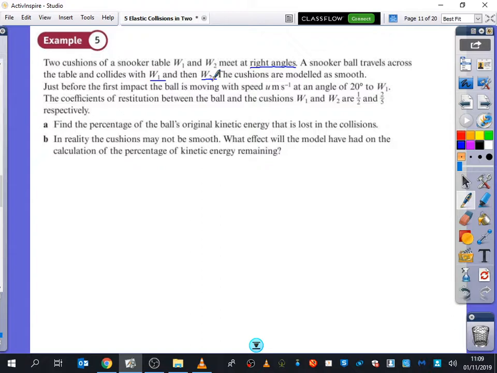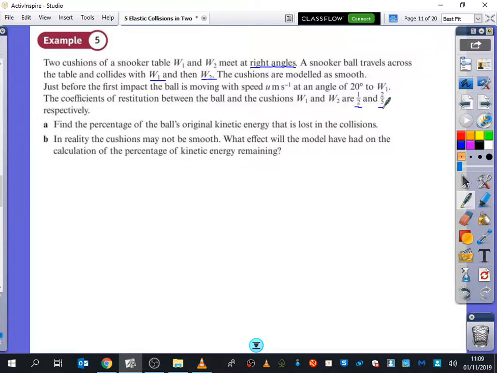The cushions are modelled as smooth. Just before the first impact, the ball is moving with speed u meters per second at an angle of 20 degrees to wall 1. The coefficients of restitution between the ball and the cushions, wall 1 and wall 2, are 1/2 and 2/5 respectively. So they've got a different coefficient of restitution.